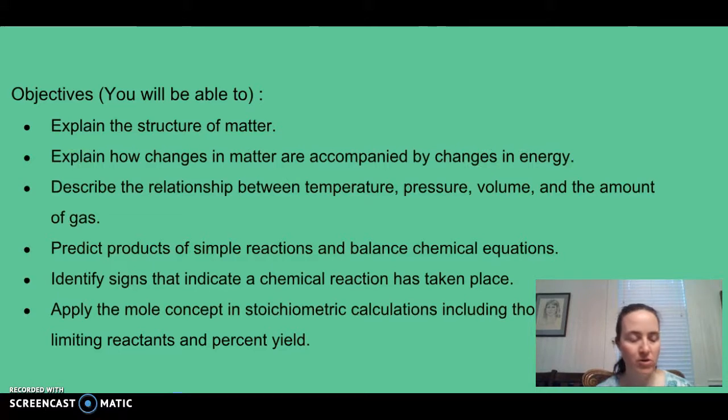The major outcomes or objectives of this course: by the end of the course, you will be able to explain the structure of matter. Explain how changes in matter are accompanied by changes in energy. Describe the relationship between temperature, pressure, volume, and the amount of gas. Predict products of simple reactions and balance chemical equations. Identify signs that can indicate a chemical reaction has taken place. And apply the mole concept to stoichiometric calculations.